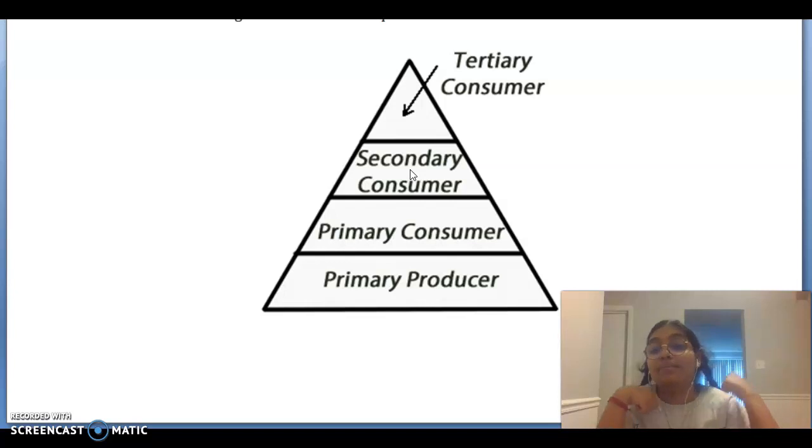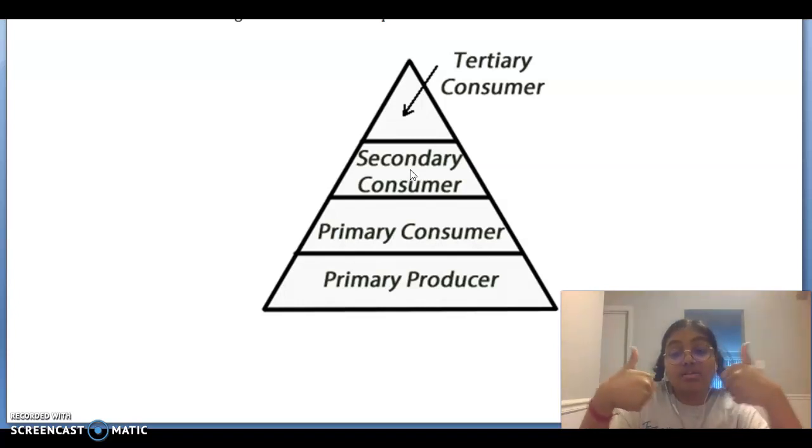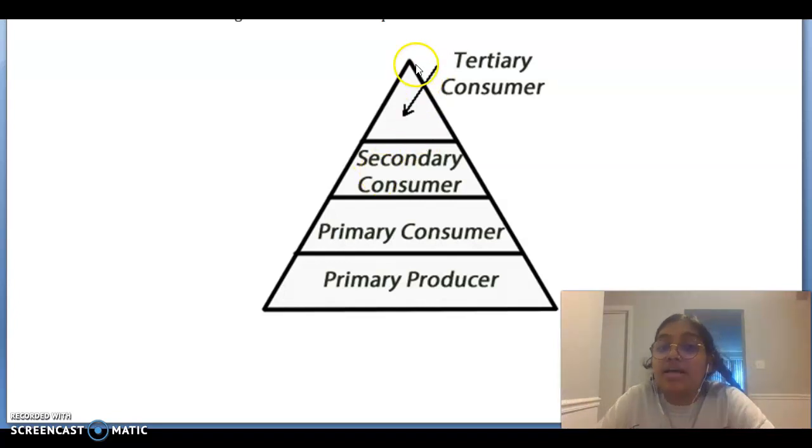So if they only eat plants, they're herbivores. If they only eat animals, they're carnivores. But if they eat animals and plants, they are omnivores. Okay? Now, as you can see, because it occupies the smallest space, we can assume that the energy that tertiary consumers get when they're eating their food is significantly less compared to secondary consumer or primary consumer or primary producer.